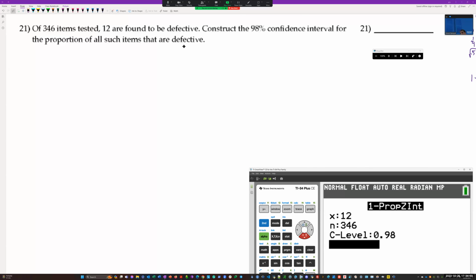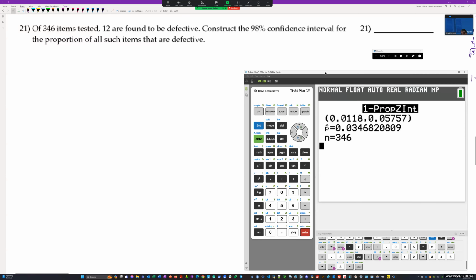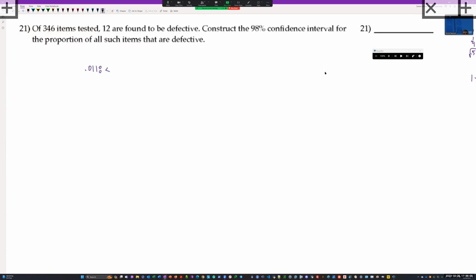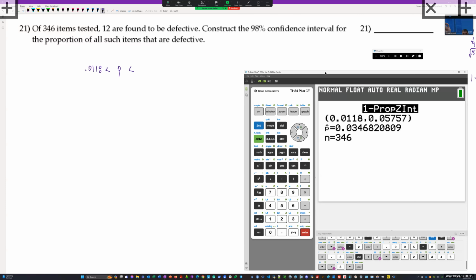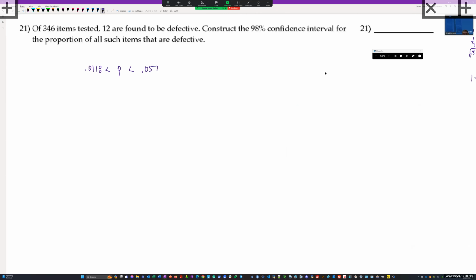One prop Z interval is correct. And x had to be 3.6. And the confidence level had to be 4.8. That's correct. So you just type that in, is that right? And then you just push calculate, and that's it. We're done. So then this is what? 0.0118 is less than p is less than 0.05757, I guess. Does that make sense?